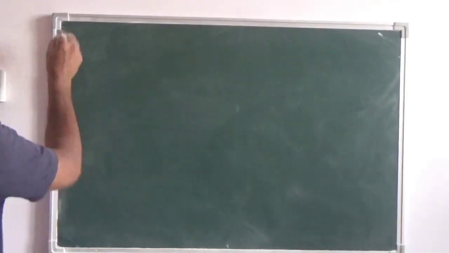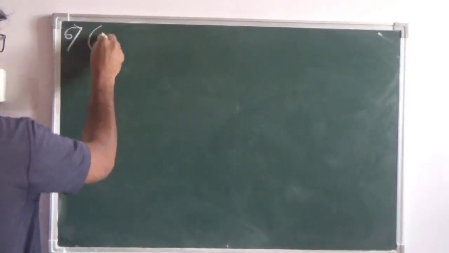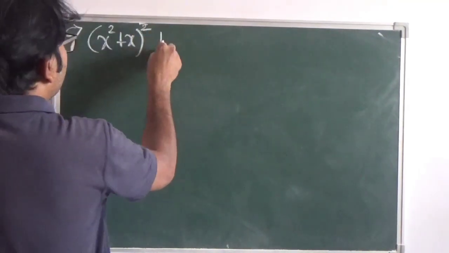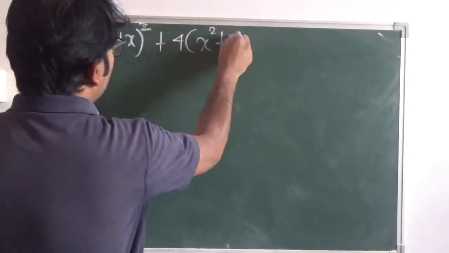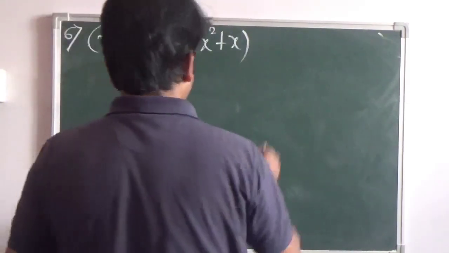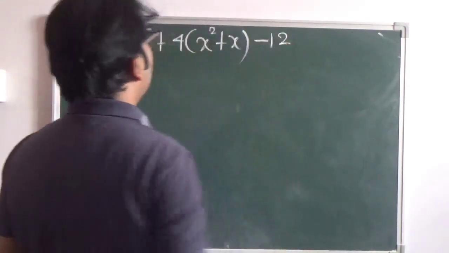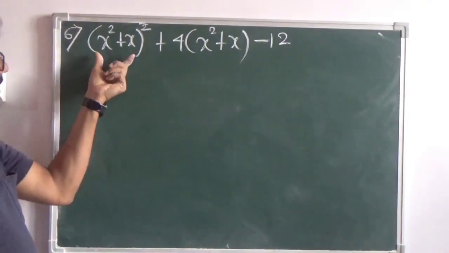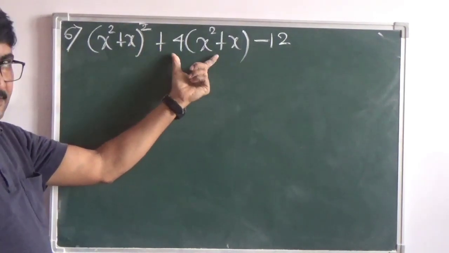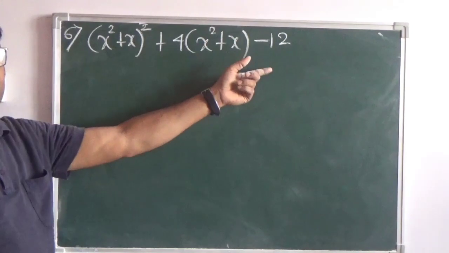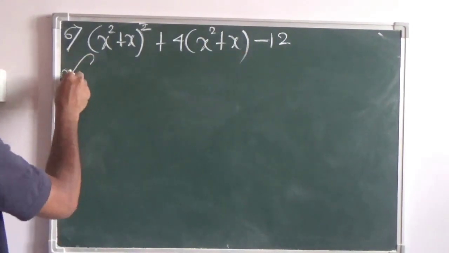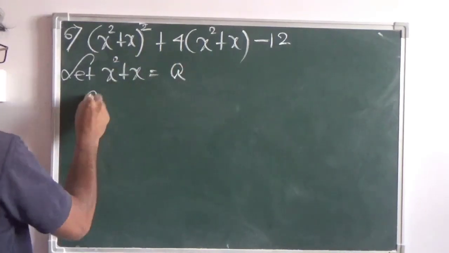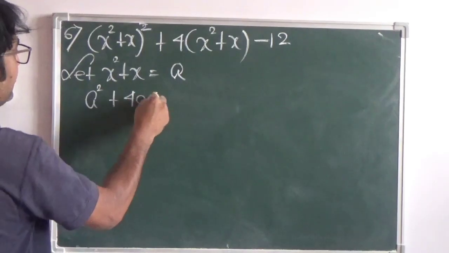Question number 6. X square plus x whole square plus 4 into x square plus x minus 12. So just see the form of this particular expression, a square plus ax square plus bx plus c, like this form. So you can take it as, let x square plus x, you can take it as a. So it becomes a square plus 4a minus 12.